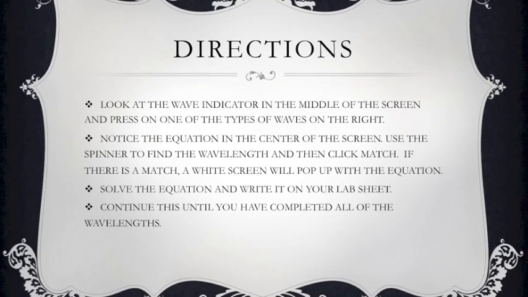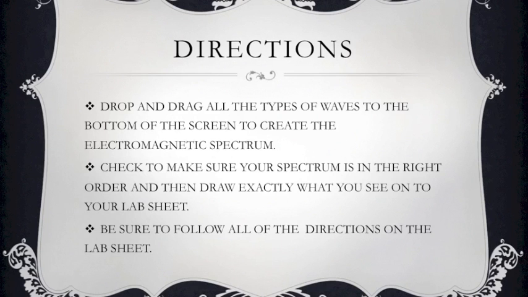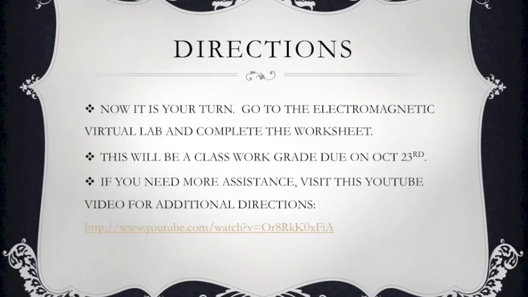Again, I'm reviewing what I just did. Look at the wave indicator in the middle of the screen and press on one of the types of waves on the right. Notice the equation in the center of the screen. Use the spinner to find the wavelength and then click match. If there is a match, a white screen will pop up with the equation. Solve the equation and write it on your lab sheet. Continue until you have completed all the wavelengths. Drop and drag all the types of waves to the bottom of the screen to create the electromagnetic spectrum. Check to make sure the spectrum is in the right order and then draw exactly what you see on your lab sheet. Be sure to follow all directions on the lab sheet.